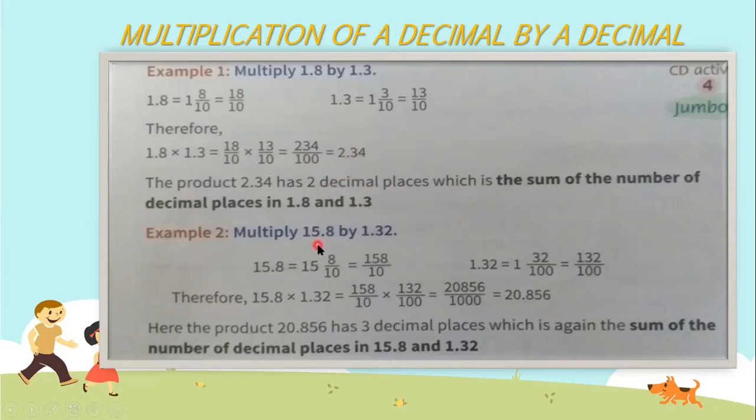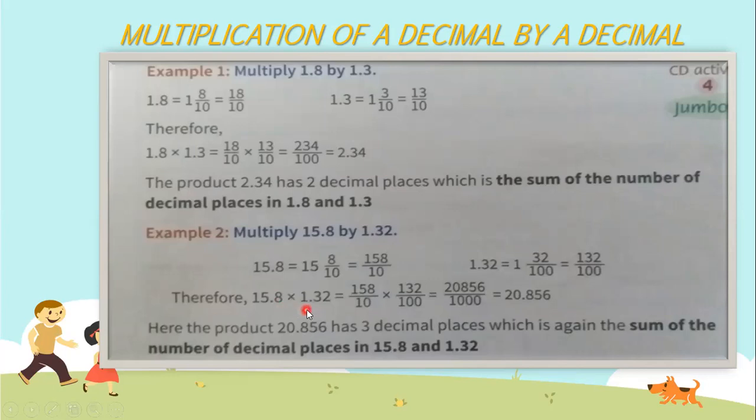Next, in the same way, multiply 15.8 by 1.32. So 15.8, if you write as a fraction, 15 and 8 by 10. You have to change this into an improper fraction. So that means 15 into 10 plus 8. 15 into 10, 150, plus 8, 158. So that is what we will get here. Next, same way 1.32, 132 by 100. So 132 by 100 you will get.